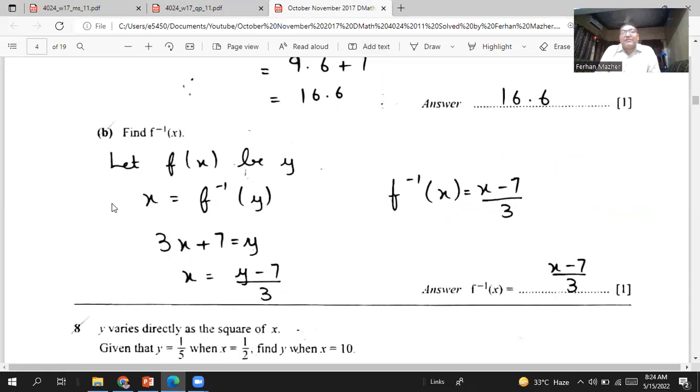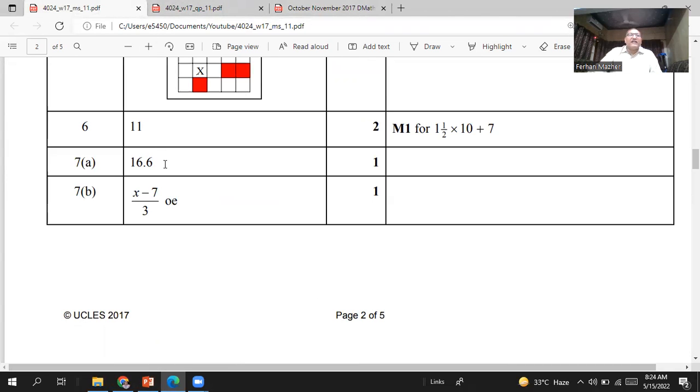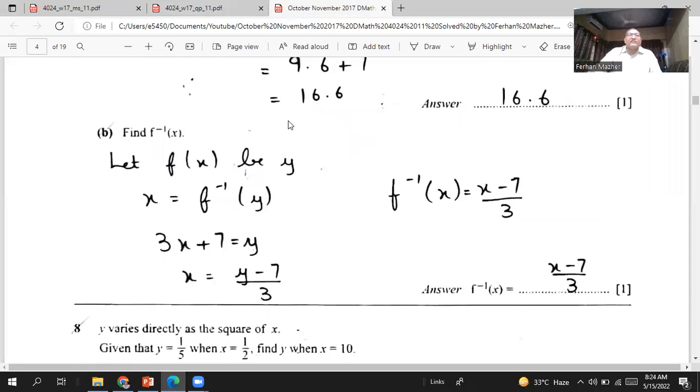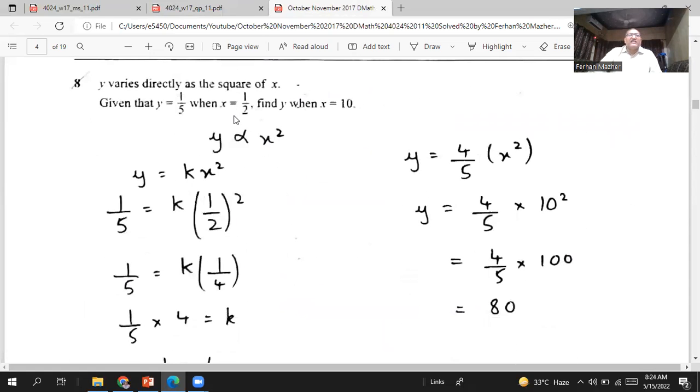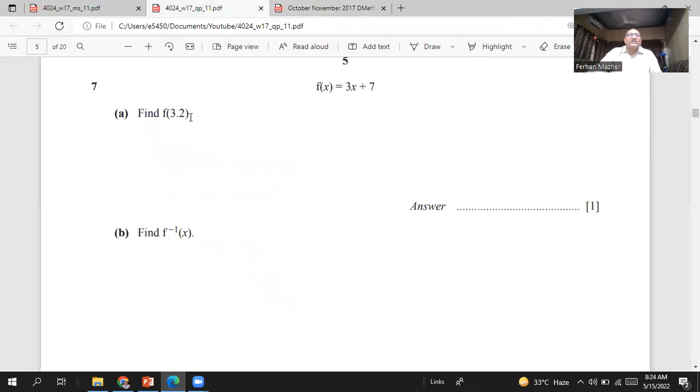Here one step I have skipped, because we first write f inverse of y is equal to y minus 7 by 3. Then we change the variable, and y is changed with x. So x minus 7 by 3, and for part a, our answer was 16.6. So my dear students, you can see this question is done. Now we are going to the next question.